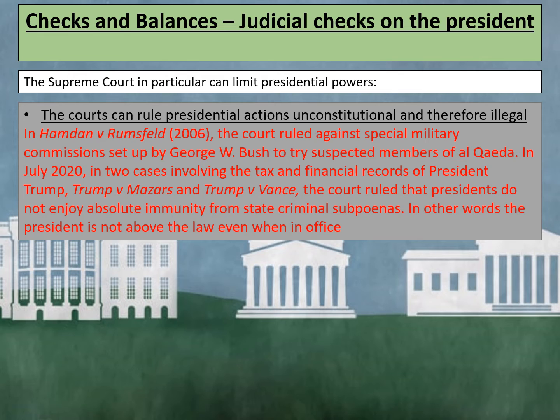and therefore illegal. In Hamdan v. Rumsfeld in 2006, the court ruled against special military commissions set up by George W. Bush to try suspected members of al-Qaeda.